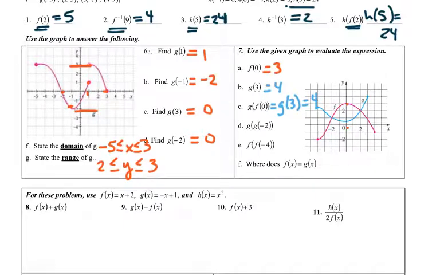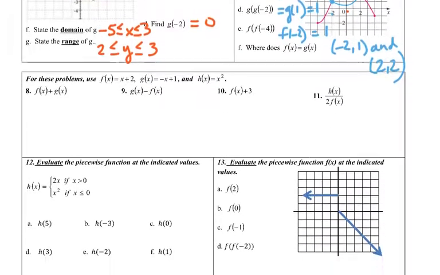G of negative 2, if the x value is negative 2, that g value is 1, so then it wants me to evaluate g of 1, which is 1. F of negative 4 looks like negative 2, and then f of negative 2 looks like 1. It asks where are the 2 points where f of x is equal to g of x. Those are the ordered pairs negative 2, 1, and it looks like 2, 2. So it just really reinforces that visual component of evaluating functions.